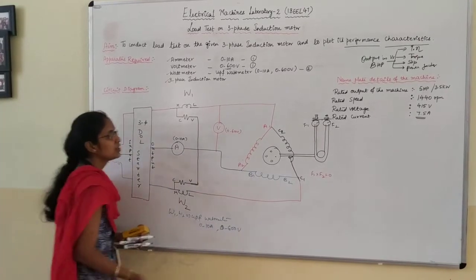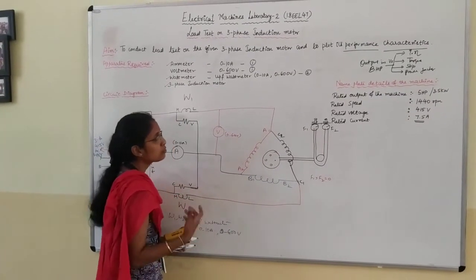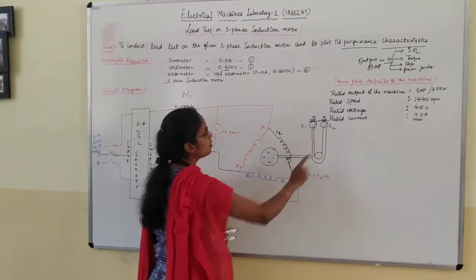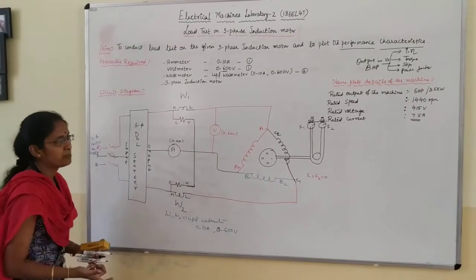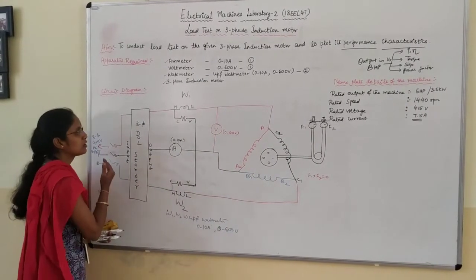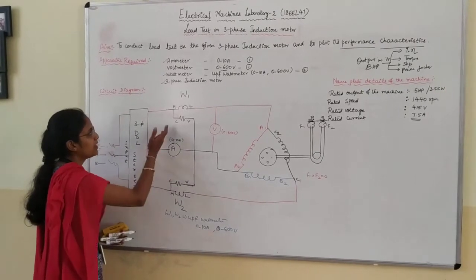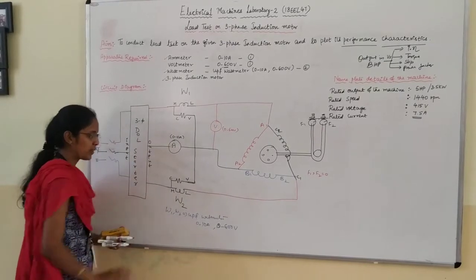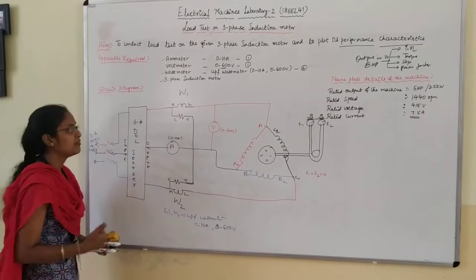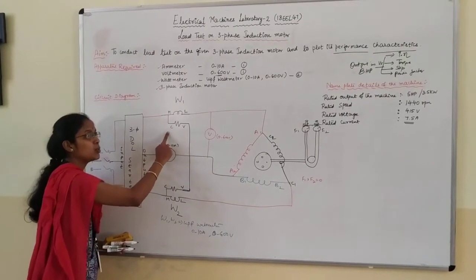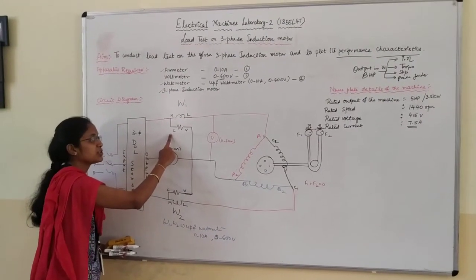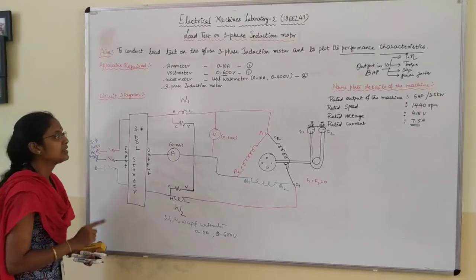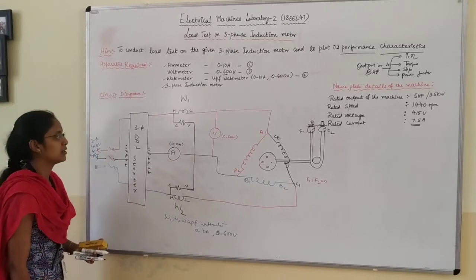Then we need to load the motor. How to load the motor? By increasing F1 and F2 in steps of 1 ampere, and we note down the readings provided by W1 and W2. Suppose when we are taking the readings of the 2 wattmeters, if any one of the wattmeters kicks back, we need to interchange the terminals C and B, that is the voltage coil. Then we note down the value, and that value will be taken as a negative reading.